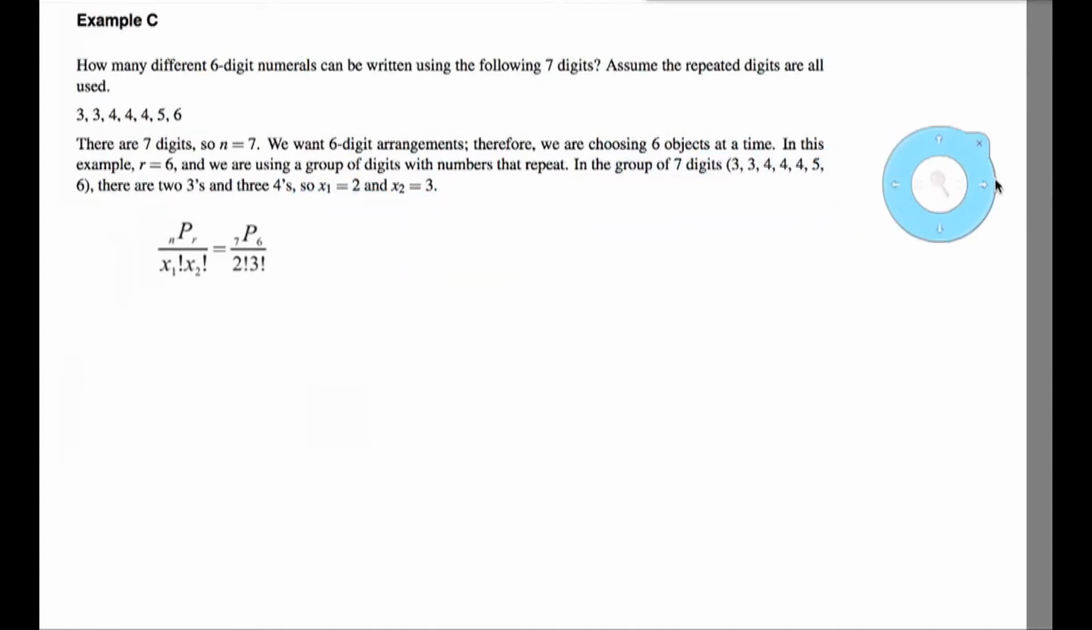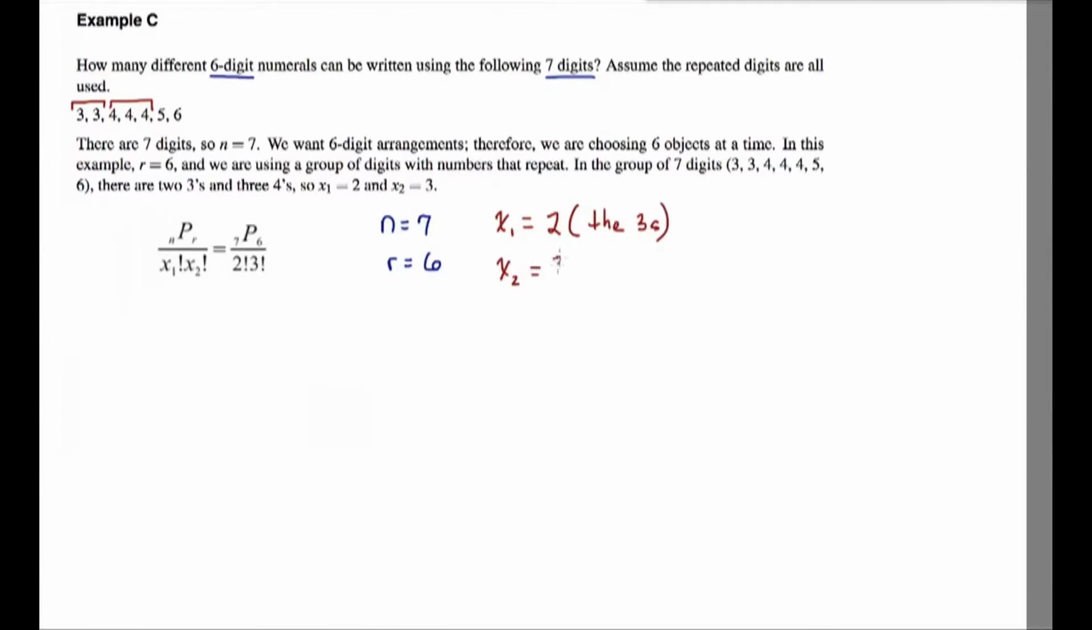Okay, in example 6 we have a 6-digit numeral, and we have 7 digits to choose from. So r in this case is going to be 6, and 7 are the number of objects n. And the digits we're using are 3, 3, 4, 4, 4, 5, and 6. So you can see we repeat the 3 twice and the 4 three times. So n is 7, r is 6, x sub 1 is 2, and x sub 2 is 3.